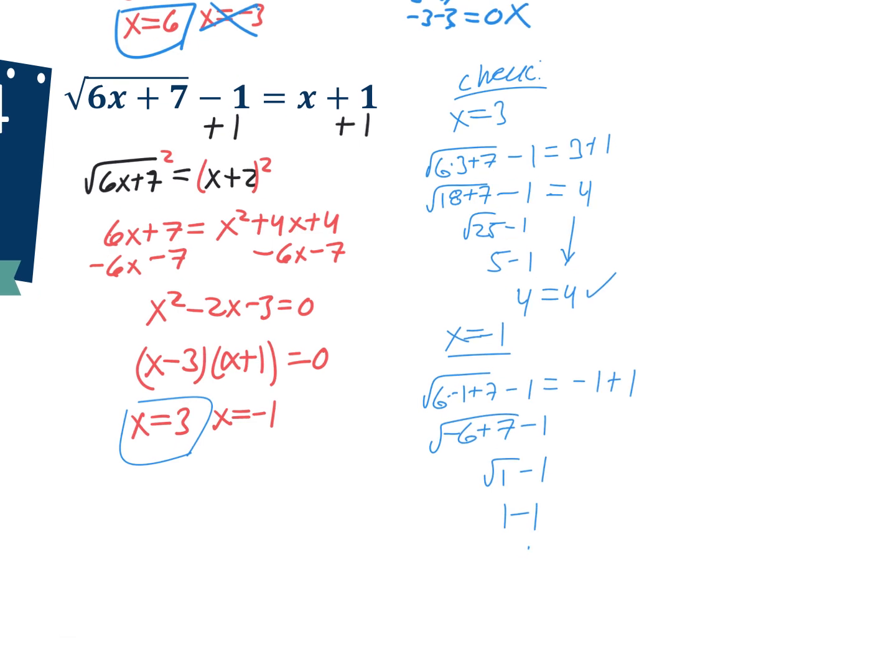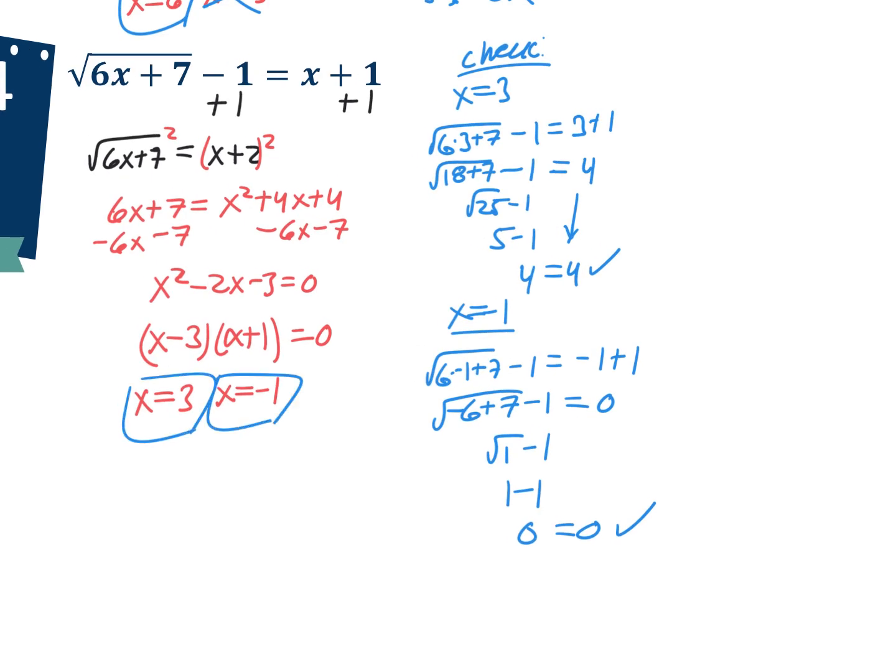So 1 minus 1 is 0, equals, and then -1 plus 1 is also 0. So I get 0 equals 0. This does work, so this time both of them work. You don't want to always rely on one of them working so the other one shouldn't. That's not always the case. Sometimes both of them work, sometimes none of them work. So we should be checking all of them.